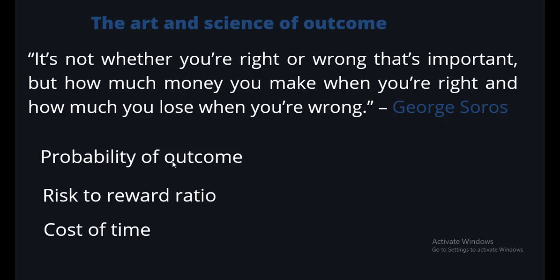The probability of outcome is always multiplied by your risk to reward ratio. Your risk to reward ratio is how much you lose or make. Your position size, you're free to write this down. Your risk to reward ratio is how much you lose or make. Your position size, don't forget, the smaller the size, the bigger your potential profit, which is always multiplied by your cost of time. Your cost of time is how long it will take you to get your desired results.